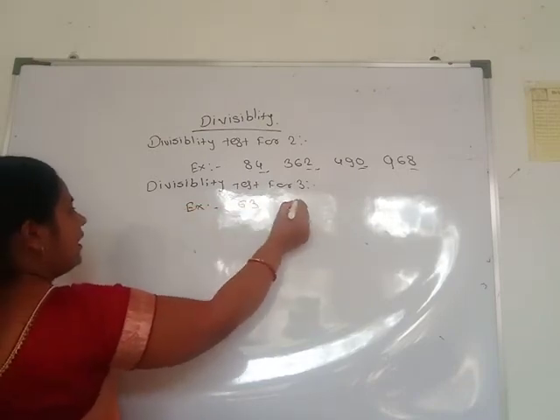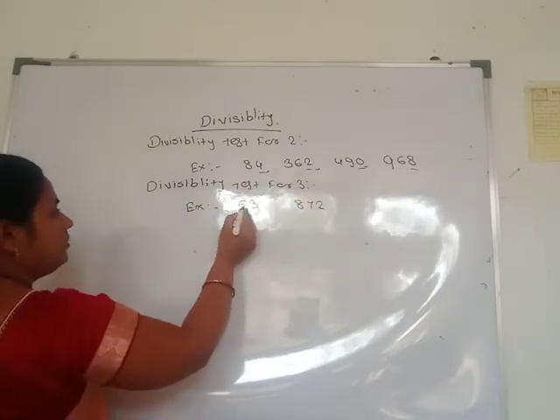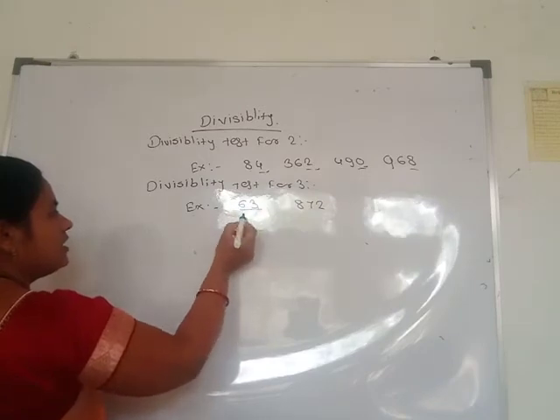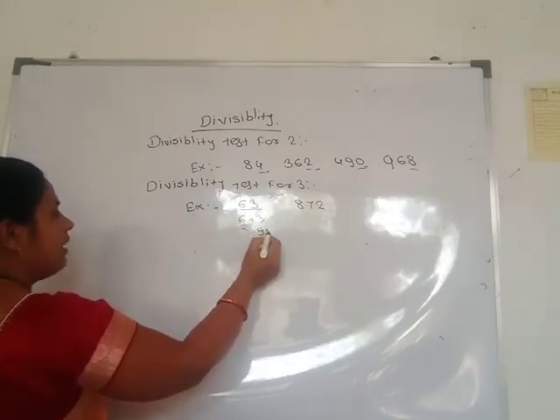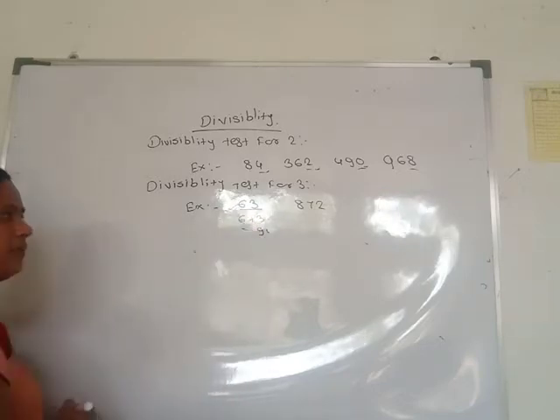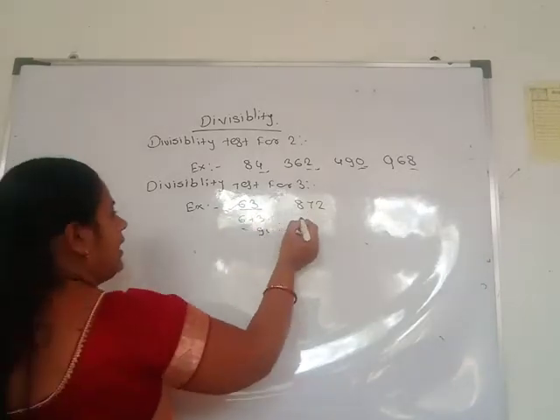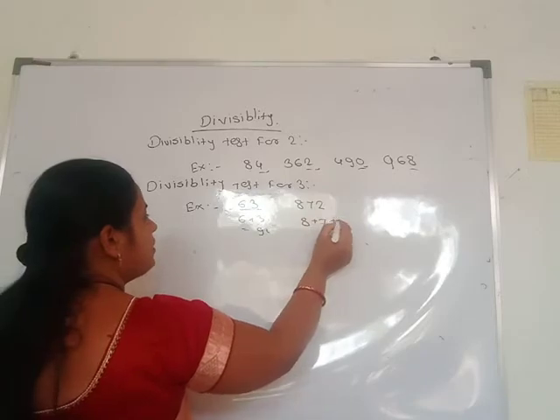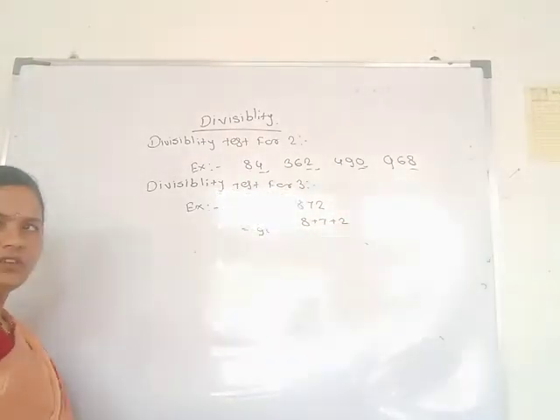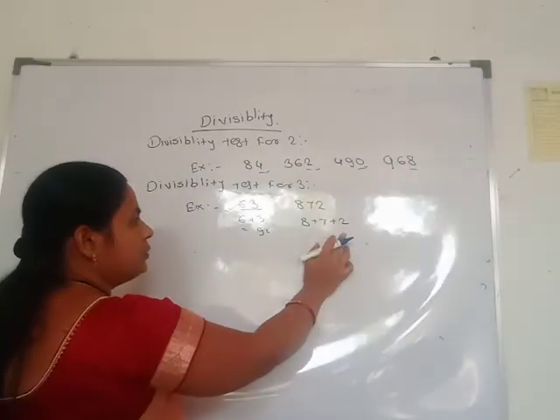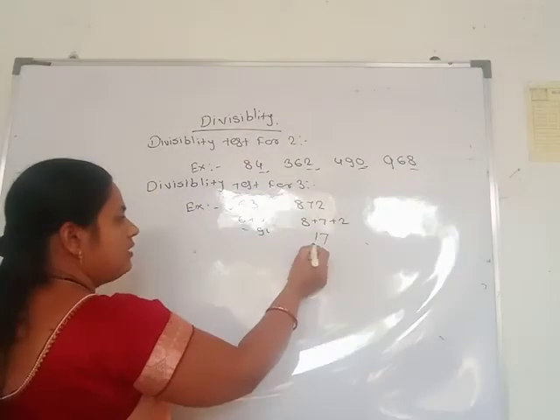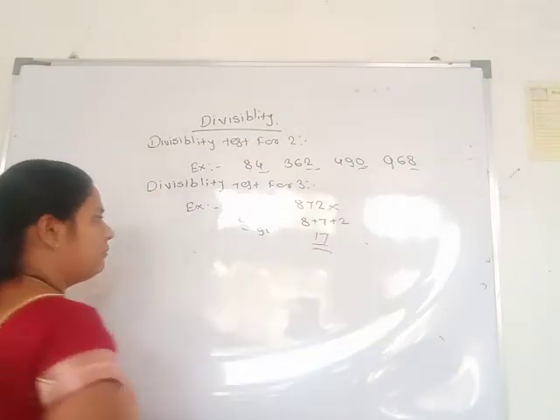63, 872, suppose. The sum of the digits of 63 is 6 plus 3, 9. This 9 is divisible by 3, therefore this number is divisible by 3. Then do the addition for 872: 8 plus 7, 15, 15 plus 2, 17. Is this number divisible by 3? No.